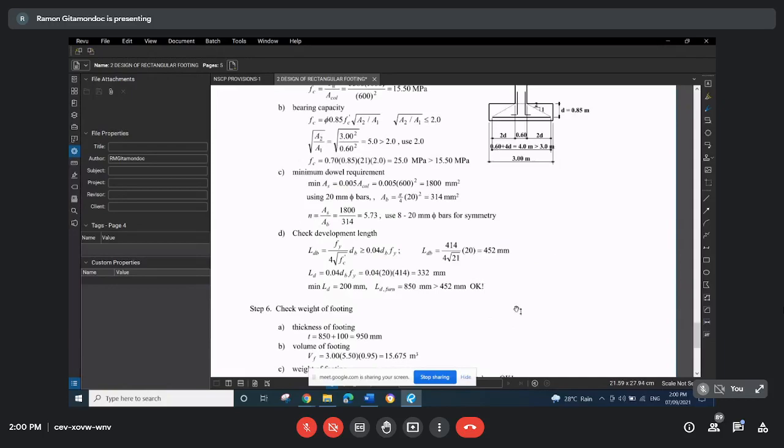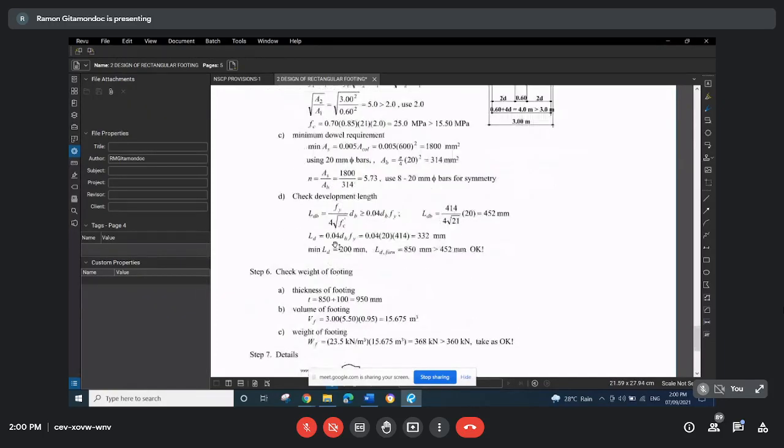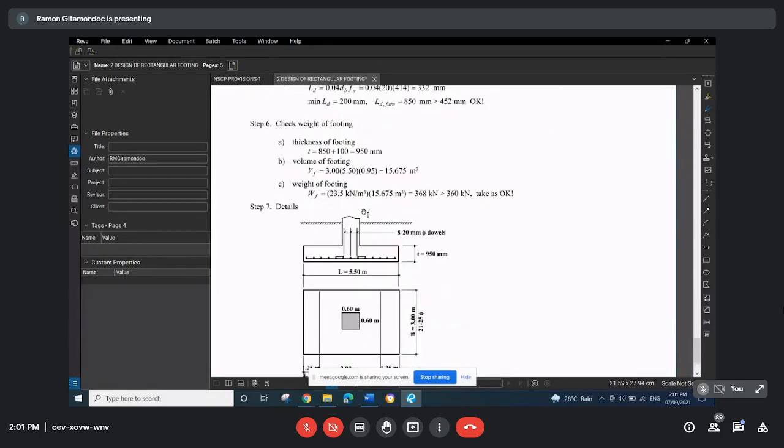Okay, so this is the calculation for the amount of dowels, then the development length for bars in compression. Step 6, we check the weight of the footing, because in step 1 we just assumed this, but now we have the effective depth of 850 plus a cover of 100, or maybe 75 if you like. So we get a total thickness of 950 mm. So the volume of the footing is length times width times thickness.